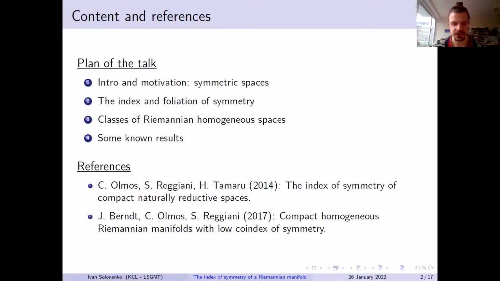My references will be just these two papers that I mentioned: The index of symmetry of compact natural reductive spaces and compact homogeneous Riemannian manifolds with local index of symmetry.